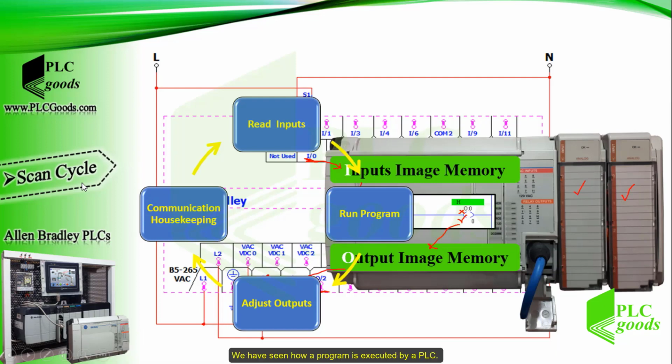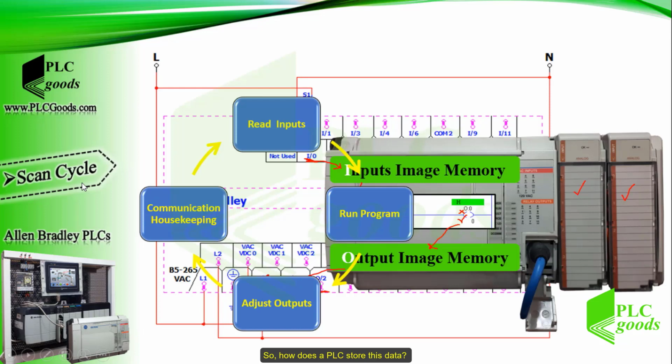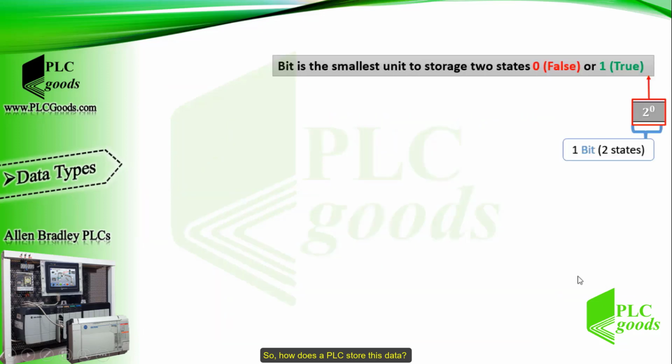We have seen how a program is executed by a PLC. In an industrial process, PLCs control all equipment and they need to know the status of a process by receiving and reading electrical signals. So how does a PLC store this data?